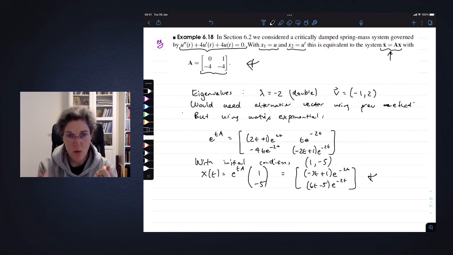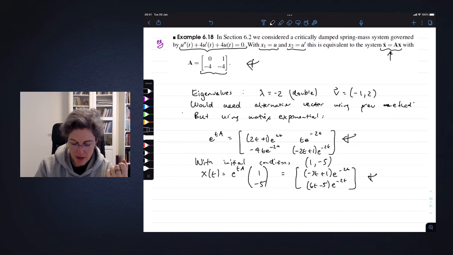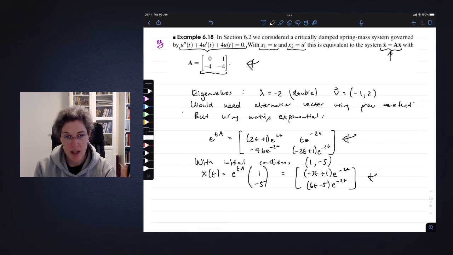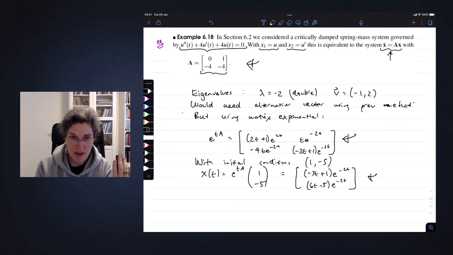Things have changed quite a lot in the last sort of 20 years because we have computer systems that will easily find the matrix exponential. So this calculation where I just said plug it into MATLAB used to be really tricky, so it used to make more sense to use the previous method because finding eigenvalues is a little bit easier than finding the matrix exponential. But now that we can easily find the matrix exponential, no reason not to use this as well.